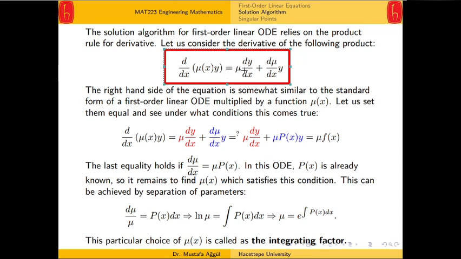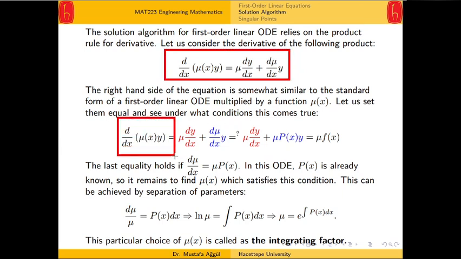So the derivative of y times mu plus the derivative of mu times y will be the result for this derivative. Okay, the right hand side of the equation is somewhat similar to the standard form of the first order linear ODE multiplied by the function mu of x. So let us set them equal to each other and see what comes out.